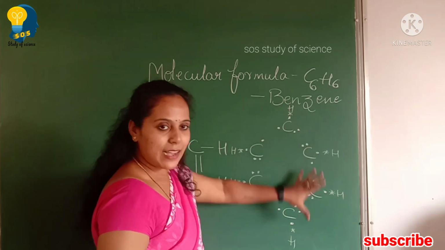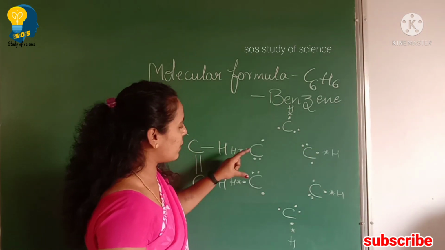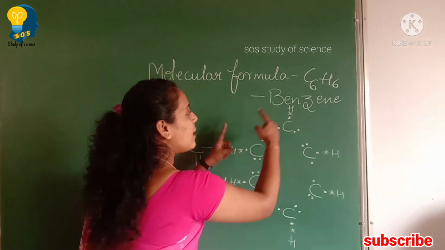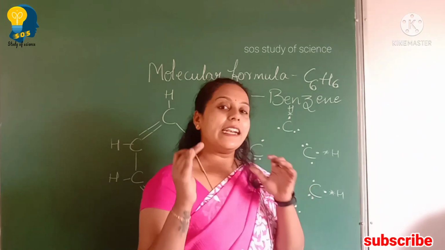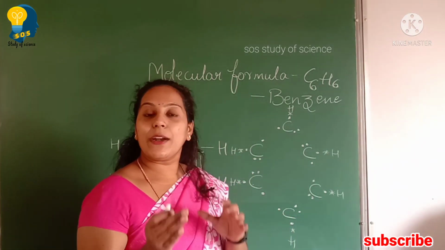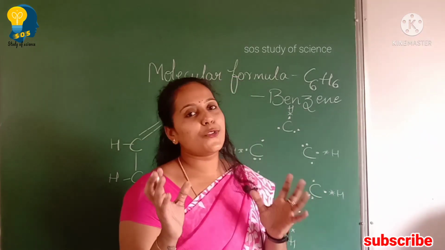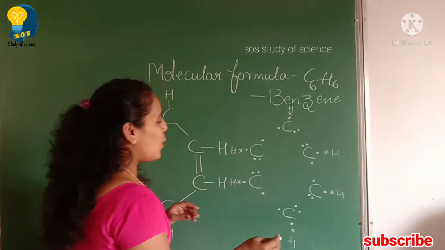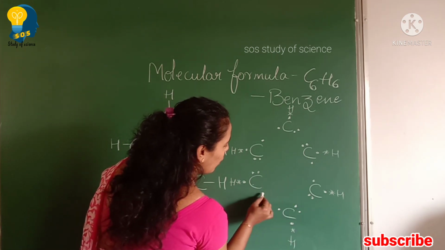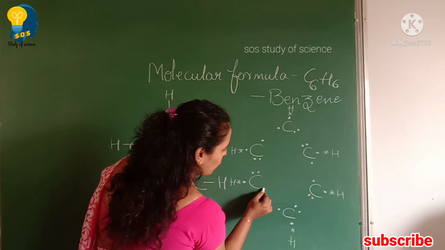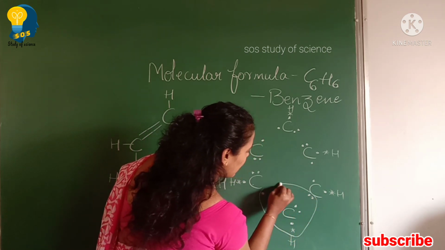See, there are 6 carbon atoms: double bond, single bond, double bond, single bond, double bond and single bond, and 6 hydrogen atoms. Each hydrogen atom has a feeling that it has obtained stability because hydrogen's nearest noble gas configuration is helium. Hydrogen needs only 2 electrons to become stable. If you want me to put the circle, this carbon has 4, so it is sharing 4. So 1, 2, 3, 4, 5, 6 and 7, 8.